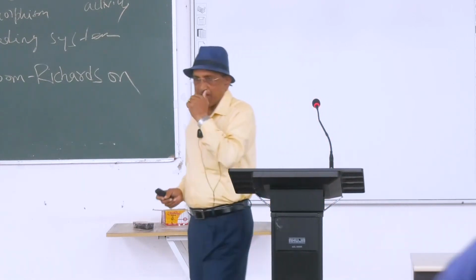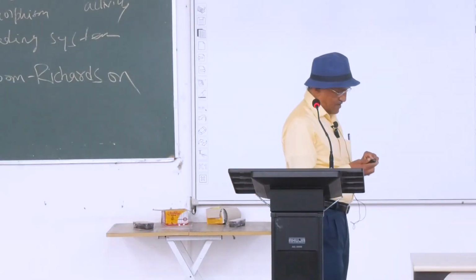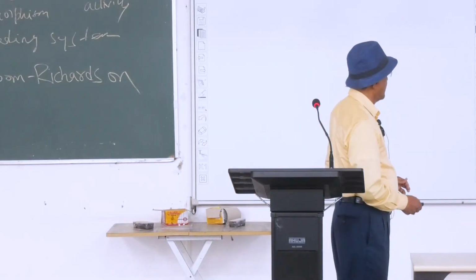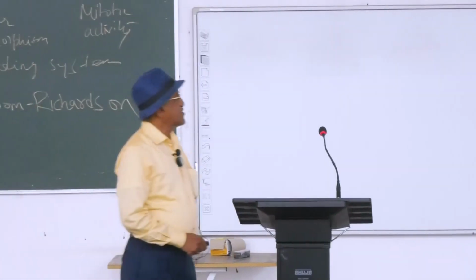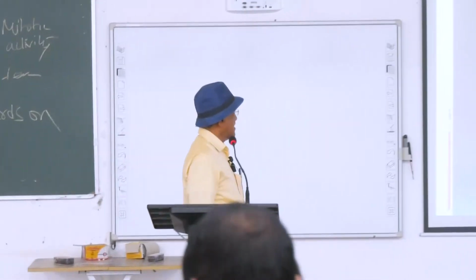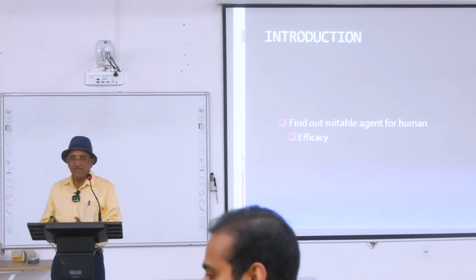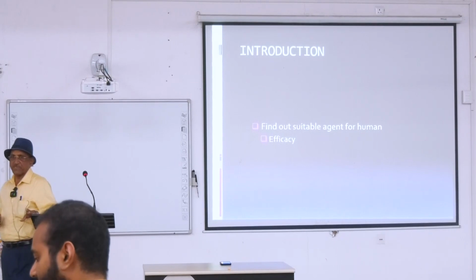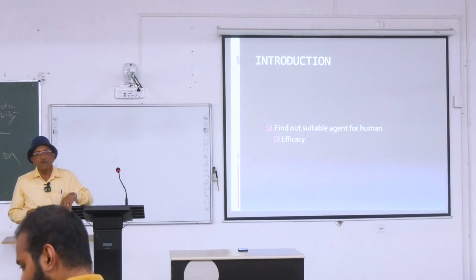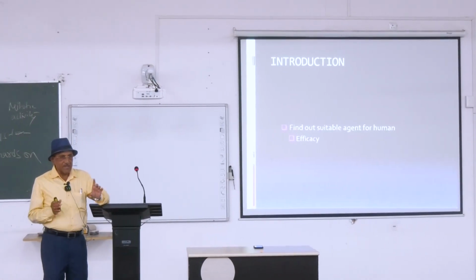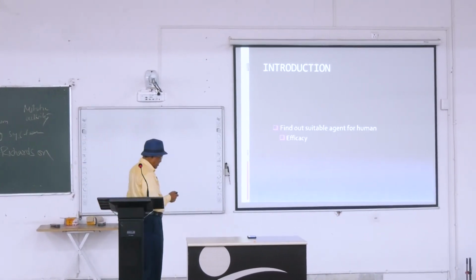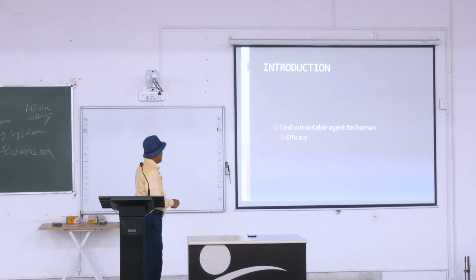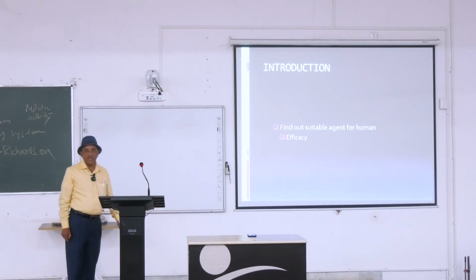Now coming to this topic, that is experimental pharmacology. What do we mean by experimental pharmacology? It means the depiction or demonstration of the effect of some drugs on animals. It is a vivid, real type experiment. Why? To find out a suitable agent for a human being.